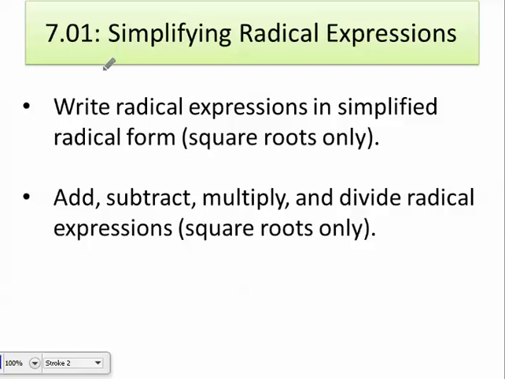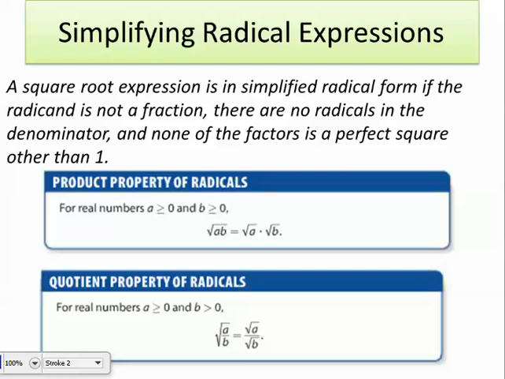We're talking about simplifying radical expressions. We're going to write some radical expressions in simplified radical form. Now we're only going to be looking at square roots. We're not going to do anything more complicated than that. But we're going to be looking at simplified radical form, and at adding, subtracting, multiplying, and dividing radical expressions. Radical meaning square roots. Okay? So that's what we're going to be looking at today.